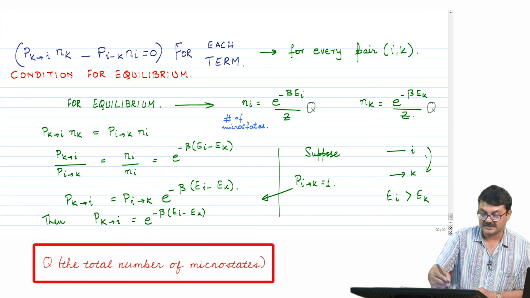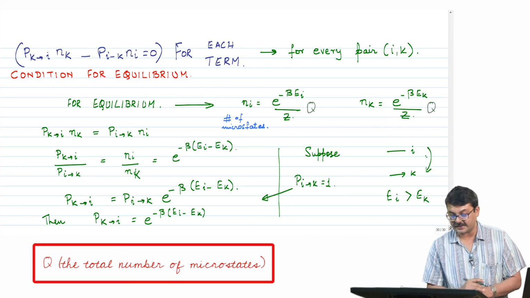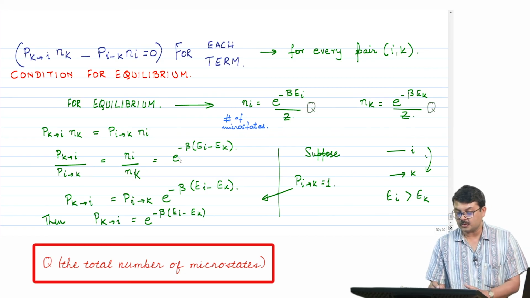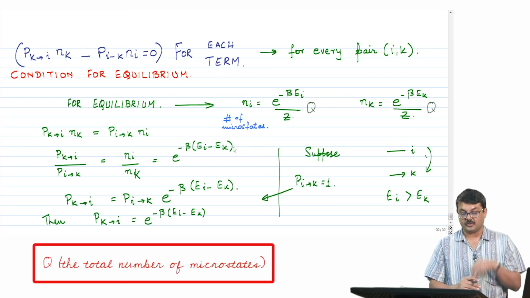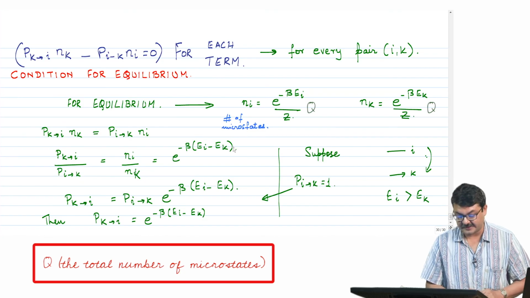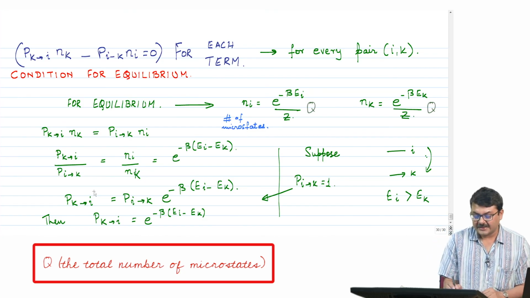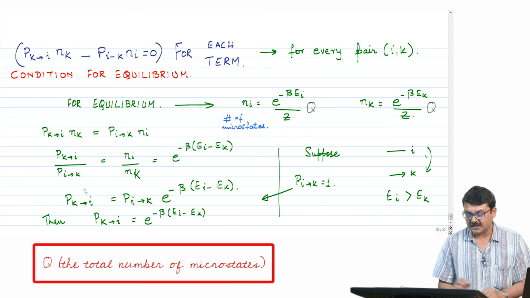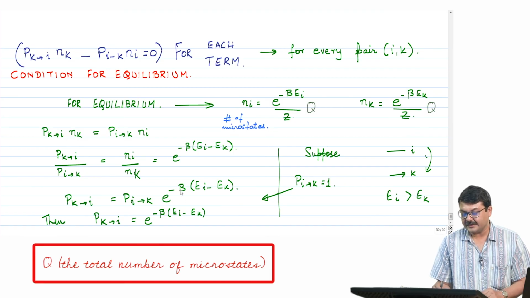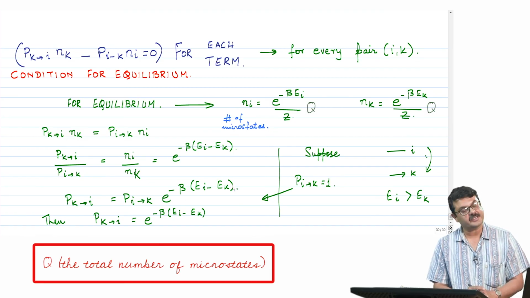Here there has been a mistake. Now I have corrected it, and this comes to be e to the power minus beta (E_i minus E_k). It is something like the Boltzmann factor. Of course, the Boltzmann factor has to come here, and then one can write P_ki equal to P_ik into e to the power minus beta (E_i minus E_k).